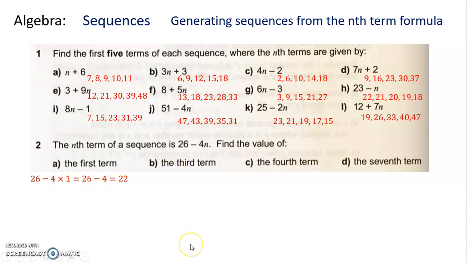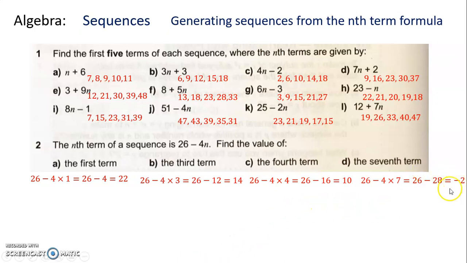The third term then, 26 subtract 4 multiplied by 3. BIDMAS tells me to do the multiplication first, so 4 multiplied by 3 is 12, and then subtract. So the third term is 14. Fourth, 26 subtract 4 times 4, which gives me 10. And then the seventh, 26 subtract 4 times 7, and that's going to give me an answer of -2.